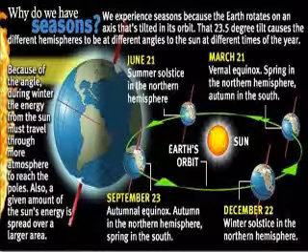In June, you have the summer solstice. March, you have the spring equinox. In September, it turns into fall. And December is the winter solstice.